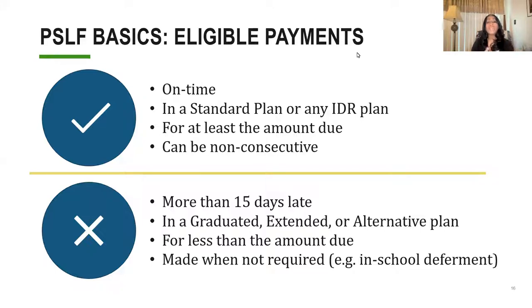Under normal rules, what doesn't count as an eligible payment for the 120? It can't be more than 15 days late. It can't be made on a graduated, extended, or alternative payment plan. It can't be for less than the amount due, and it can't be made when not required. So if you're in school and your loans are deferred, or you're in that grace period following when you leave school and you make a payment, those payments don't count towards the 120.